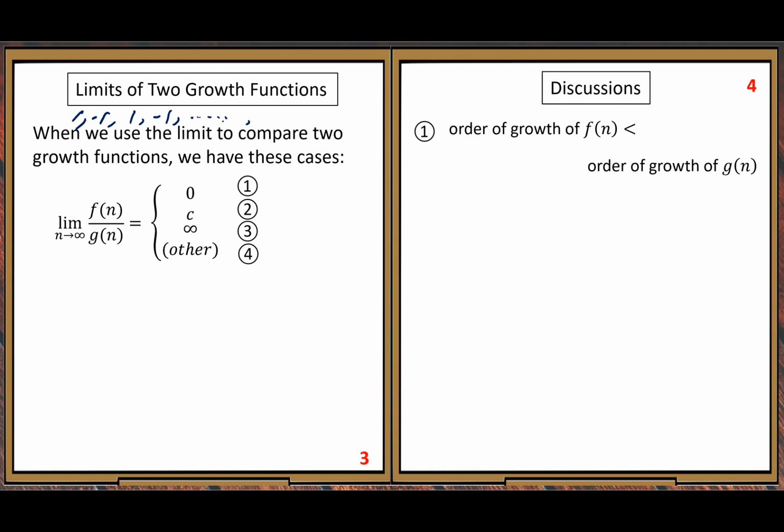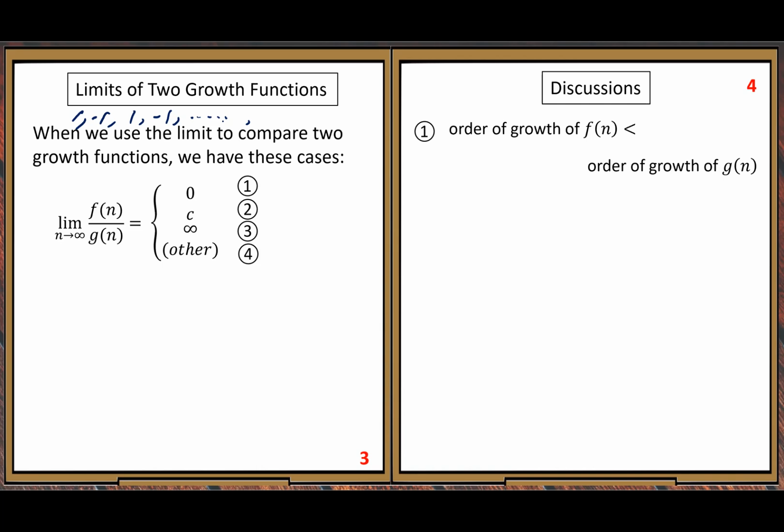For example, square order, cube order, fourth degree, and logarithm. Logarithm is also an order of growth. So we use this concept, order of growth. Basically, when we calculate the limit of the ratio of these two functions, we compare their order of growth. Which one has the larger order of growth? That means that function grows faster.